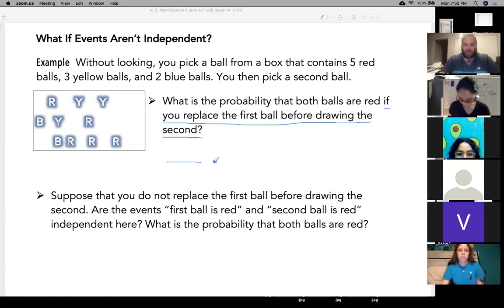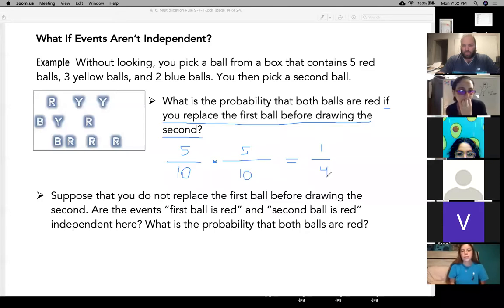So we're going to have 2 picks. Each one's going to be a fraction. What is the probability the first one is red? 5 out of 10. There's 10 altogether, and 5 of them are red. Correct? And how about the second one? Also 5 out of 10. Of course, these are both 1/2. 1/2 times 1/2 is 1/4.